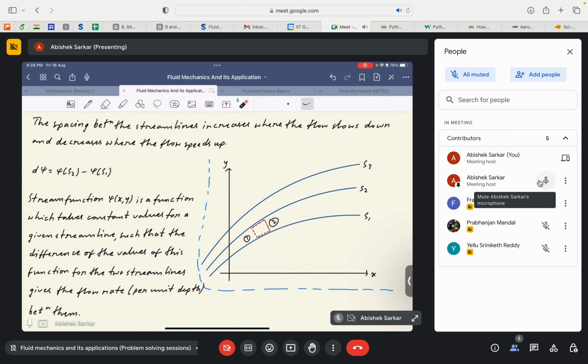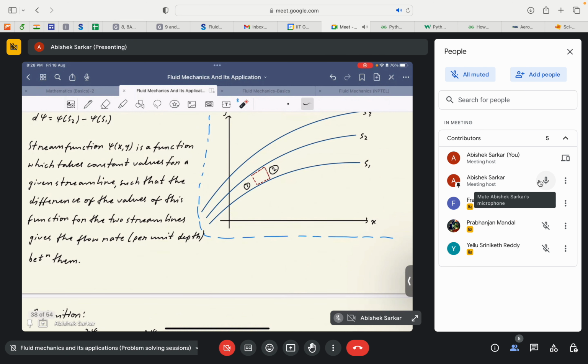Again, this is one important point. This I will read out, just so you can remember it. The stream function psi, a function of x and y, takes constant values for a given streamline, such that the difference of values of this function for two streamlines gives the flow rate per unit depth between them.